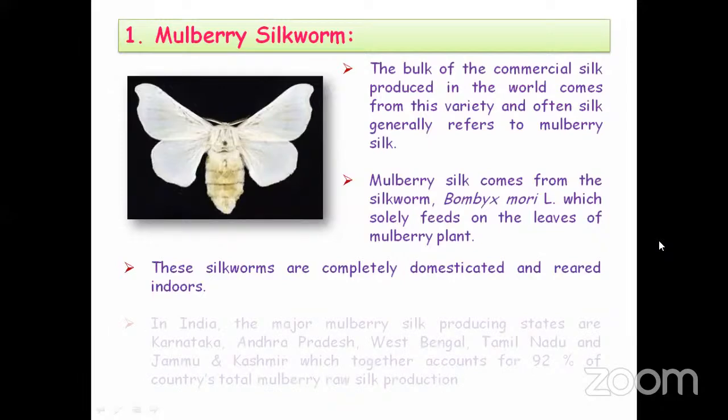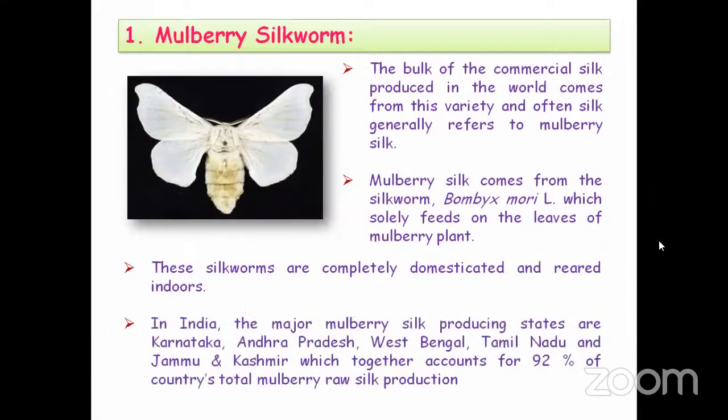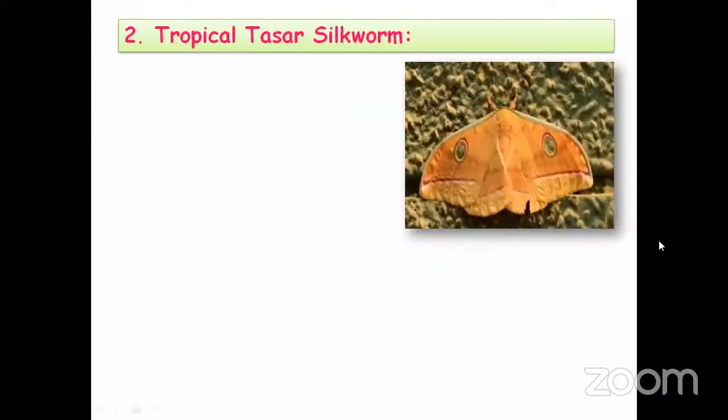It is not possible to rear them outdoors. They are reared using sticks. Particularly the mulberry silkworm is reared in Karnataka, Andhra Pradesh, West Bengal, Tamil Nadu, and Jammu Kashmir, and they produce up to 92% of the country's total mulberry raw silk. Okay. Then the next one is the tussar silkworm.